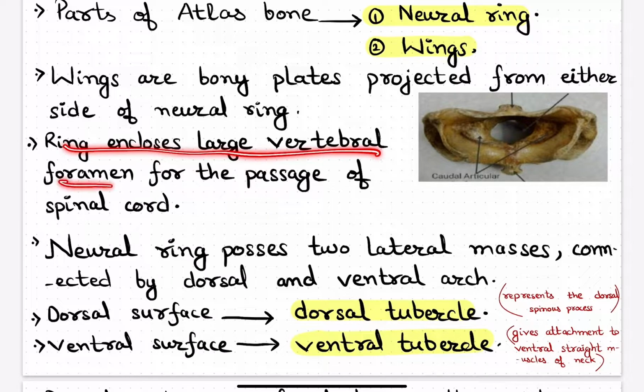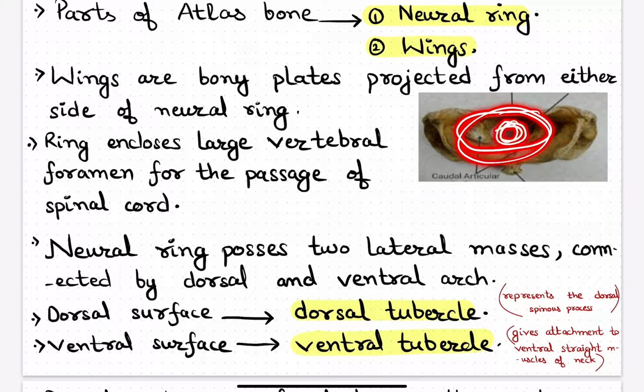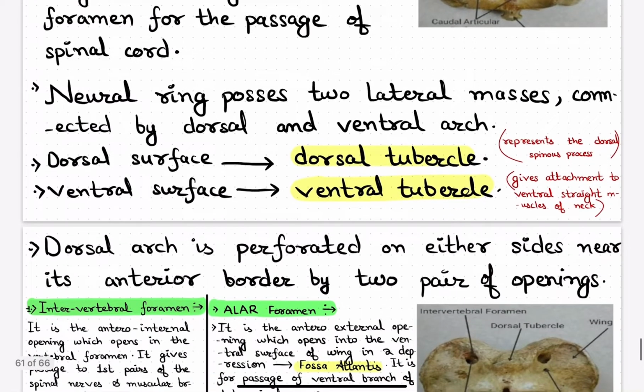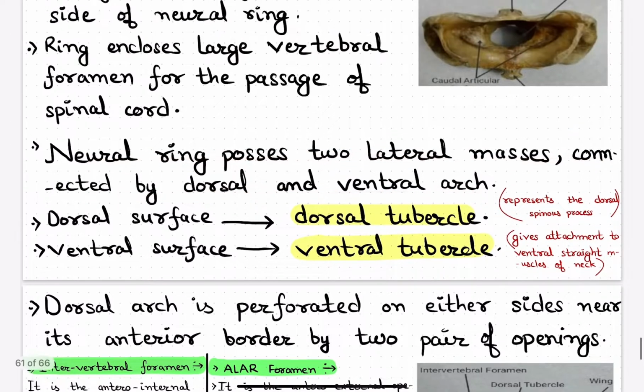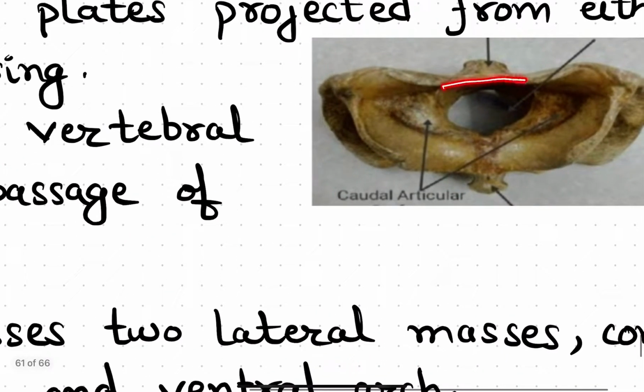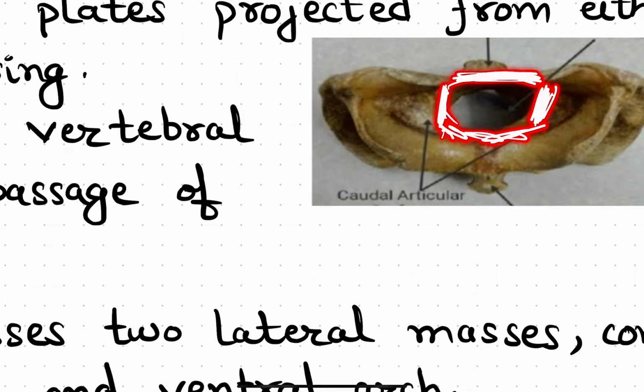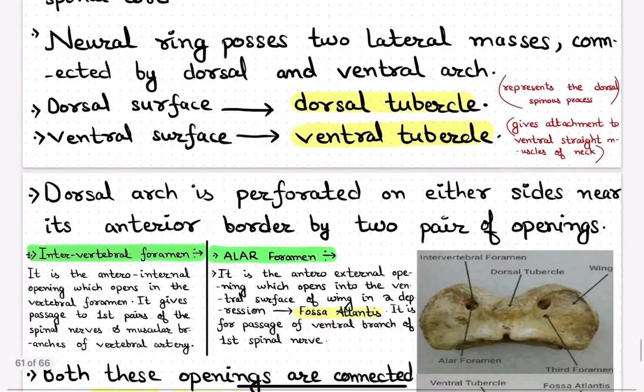The ring encloses a large vertebral foramen for the passage of the spinal cord. So this is the ring portion which is enclosing this vertebral foramen for the passage of the spinal cord. The neural ring possesses two lateral masses connected by dorsal and ventral arches. This is the first lateral mass, this is the second lateral mass, and these lateral masses are connected by the dorsal arch or ventral arch. Okay, not ring but arch.